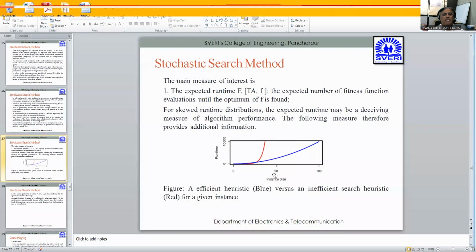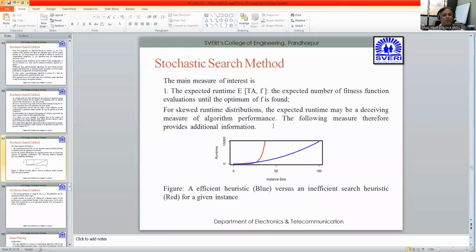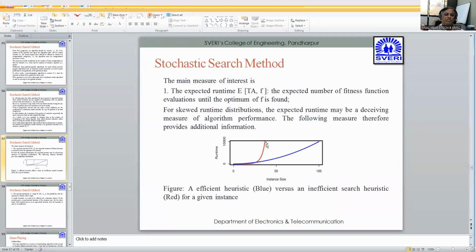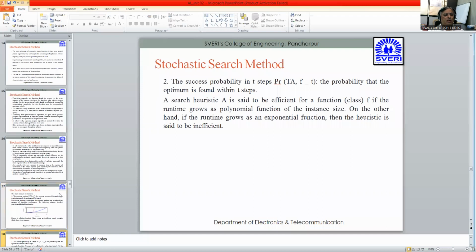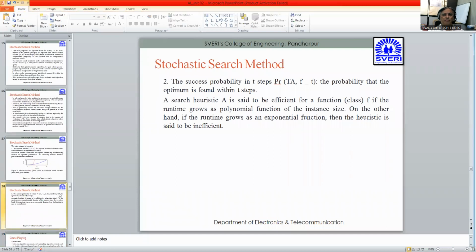So which one is exponential here? This one is exponential. If it goes exponential, then understand that it is inefficient. If it goes this way, then it is efficient. So this is how we can understand stochastic search algorithms. There are a few important points under stochastic search algorithms which are not there in other types of algorithm. So I hope that you have understood this stochastic search.